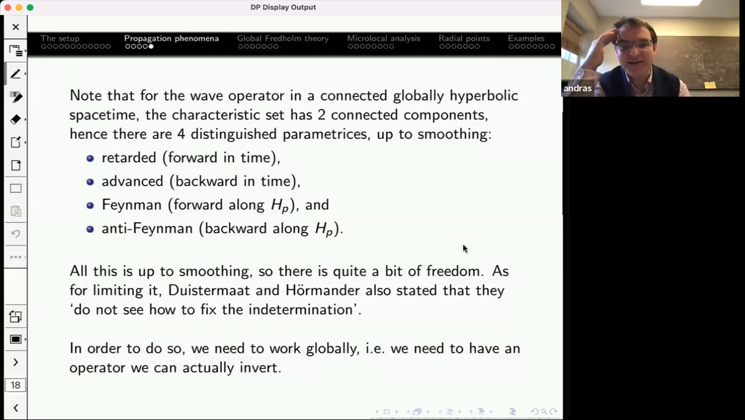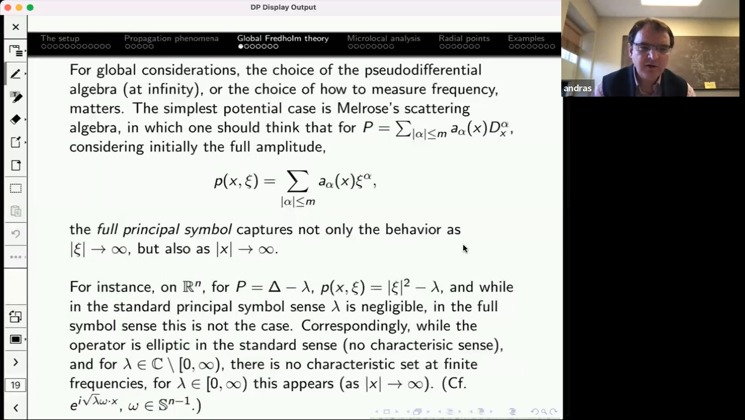Duistermaat and Hörmander also stated that they do not see how to fix this indetermination. Now, in order to do so, actually, we need to work globally. So we need to actually have an operator that we can invert. So inversion really means that you should have function spaces, the operator maps from one to the other, and then you're trying to ask about its inverse. All right. So for these global considerations, this is the last block that I will probably get through.